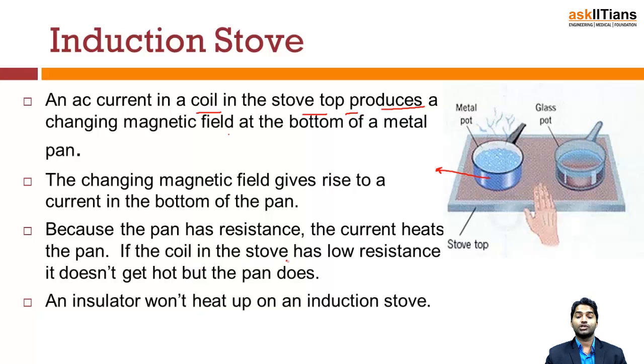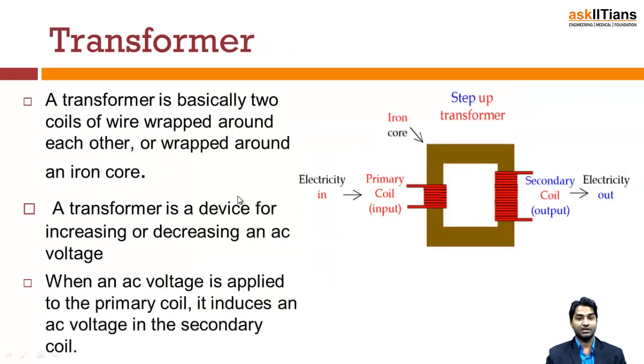If the coil in the stove has low resistance, it doesn't get hot, but the pan does. So we try to use a pan of required resistance so that the power, or we can say the heat dissipated across the device, is up to that value. Now an insulator wouldn't heat up on an induction cooker, because what we are talking about is inducement of current or inducement of EMF. If we use insulating material, no such phenomenon can occur. So this is the basic principle of the induction stove.